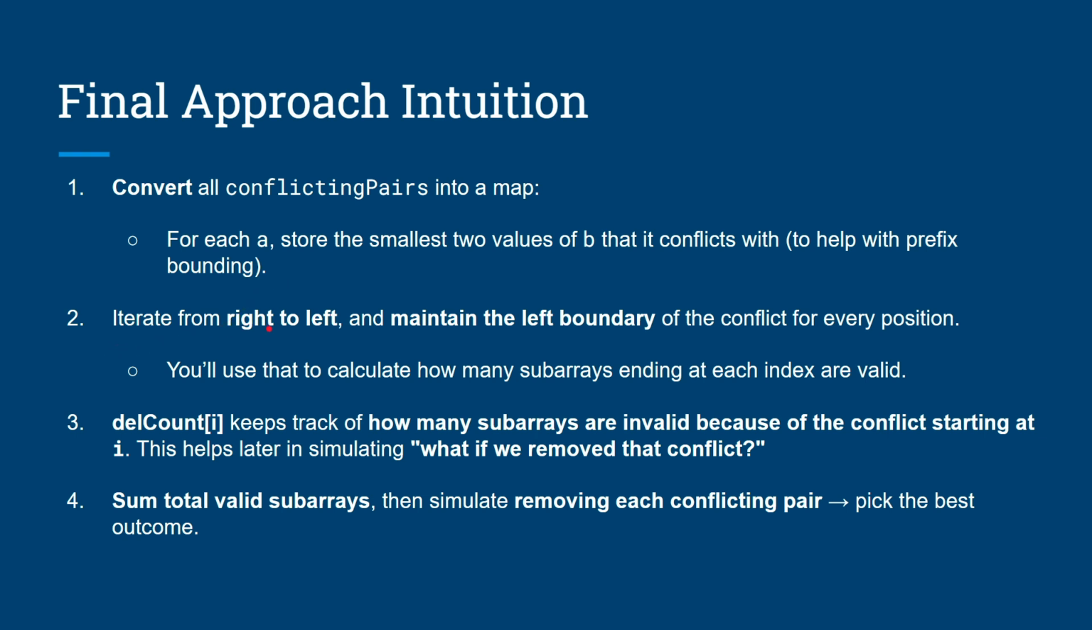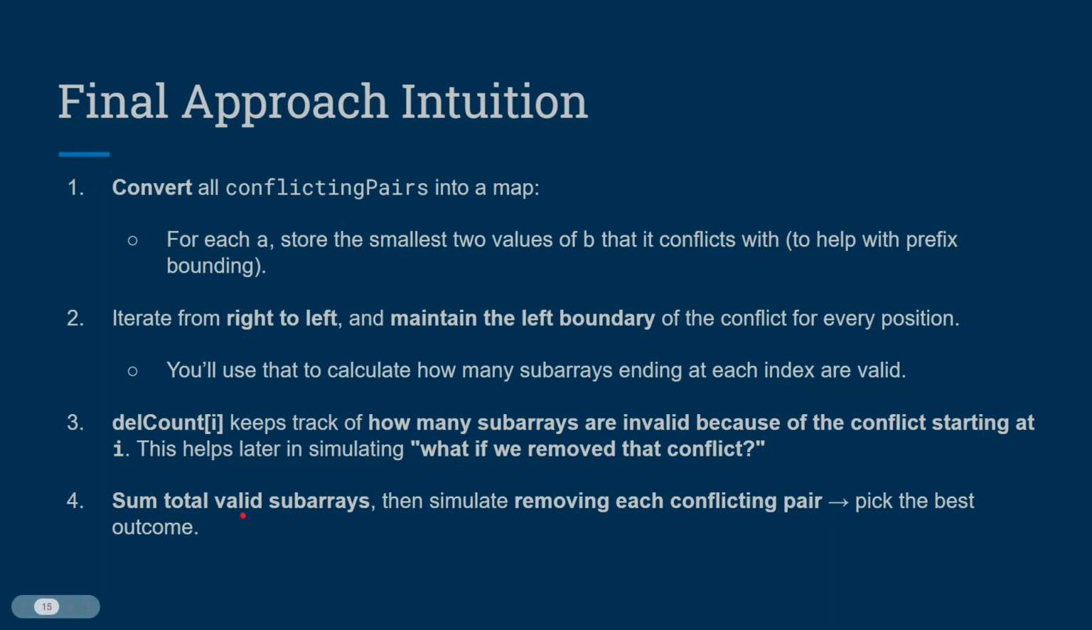So we'll iterate from left to right, and we'll maintain the left boundary of the conflict for every possible pair. We'll use it to calculate how many subarrays end at the index, and then we'll use an array, right? And we'll keep track of how many subarrays are invalid, okay? And then we'll go with the sum of total valid subarrays. We'll keep moving for each conflict, and we'll pick the best outcome.